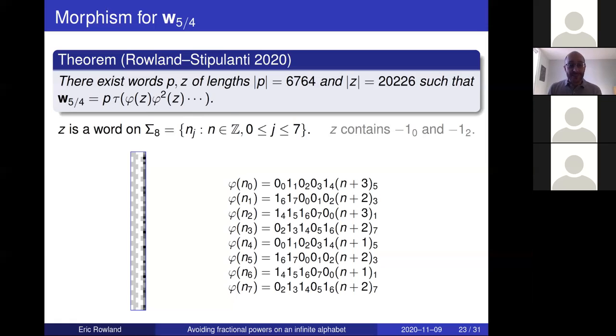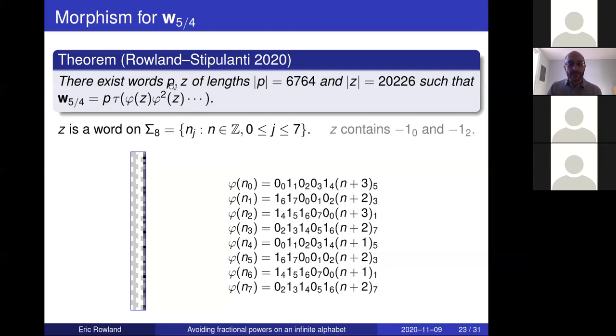So this also does not look like the other results. The other results were very clean fixed points of morphisms. Here, this looks like a fixed point of a morphism, but it's missing a Z out front. And then we have to add this prefix to the beginning. So it's much messier.